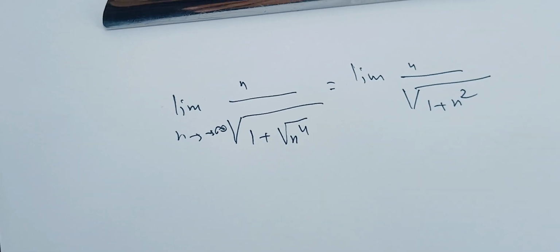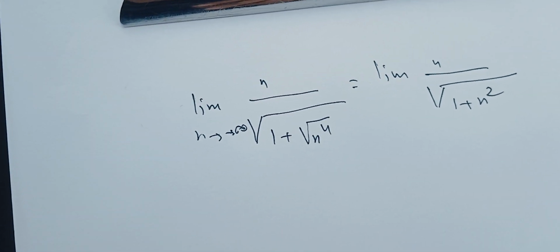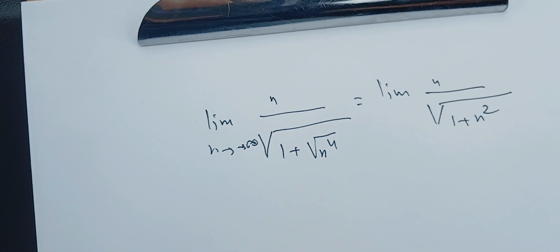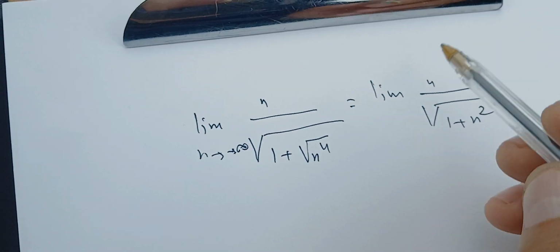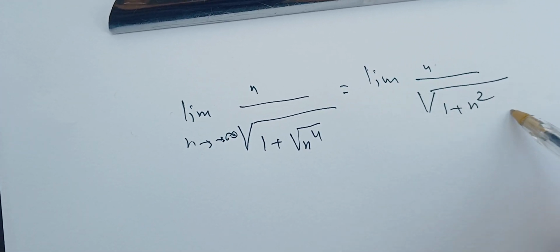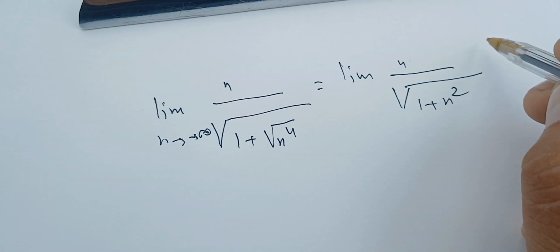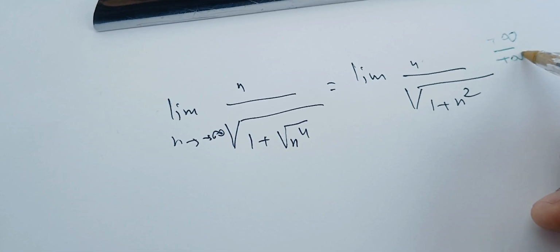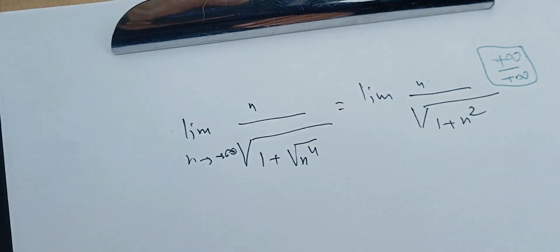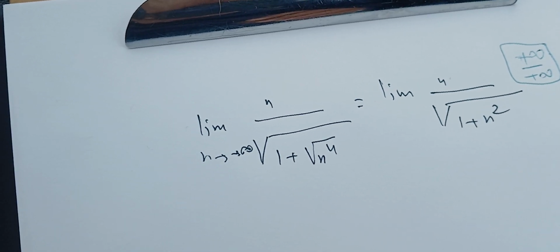So the first thing we note is that if we try to compute the limits directly, we find the limit of the numerator is plus infinity, and the limit of the denominator is plus infinity. So we have plus infinity over plus infinity, which is an undetermined form, so we cannot conclude.